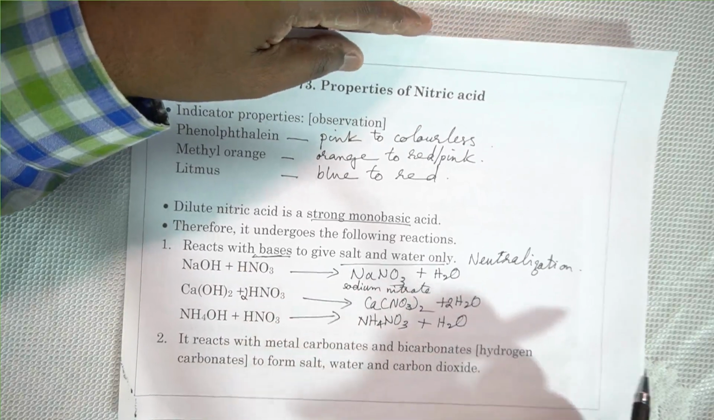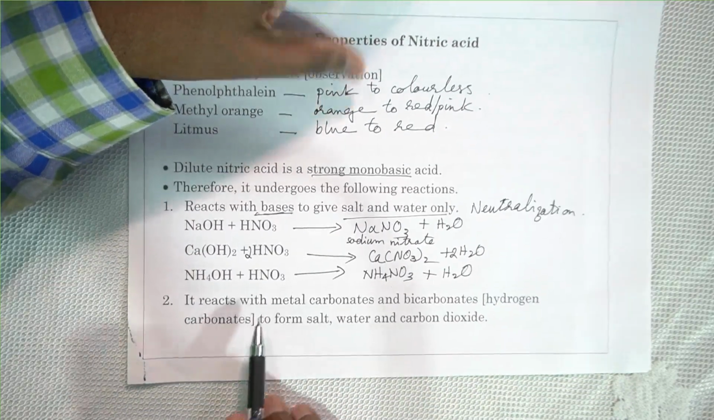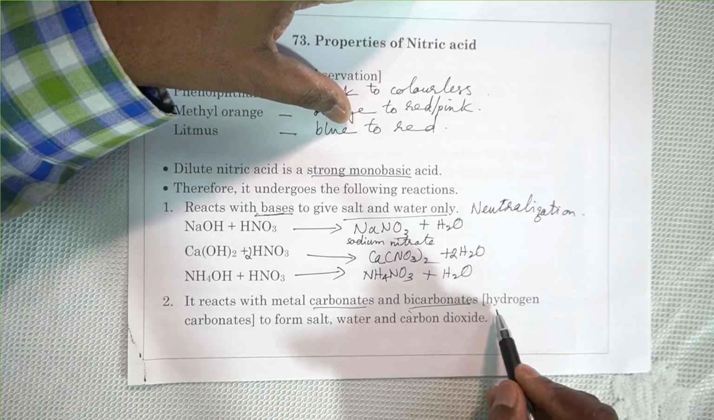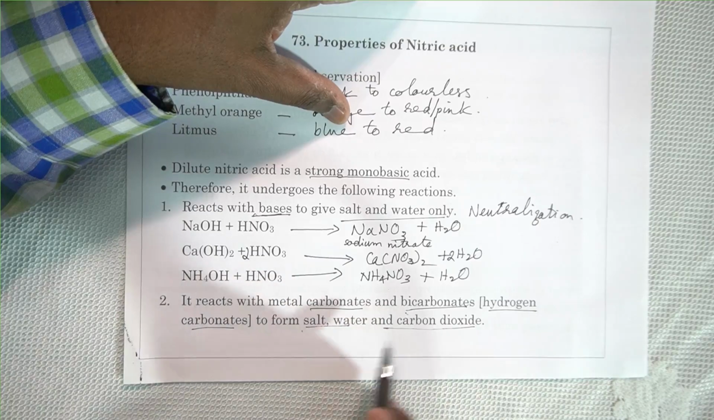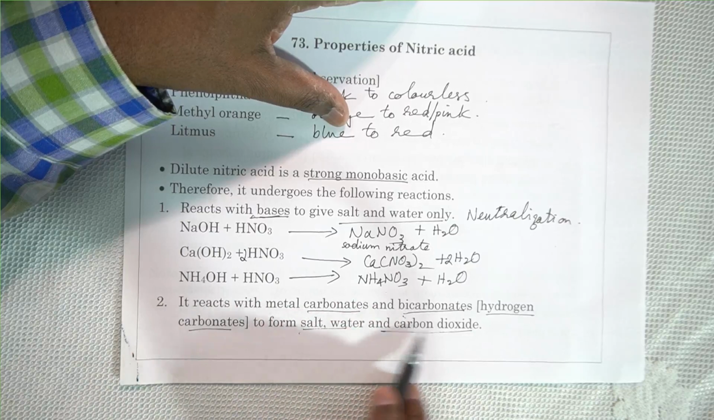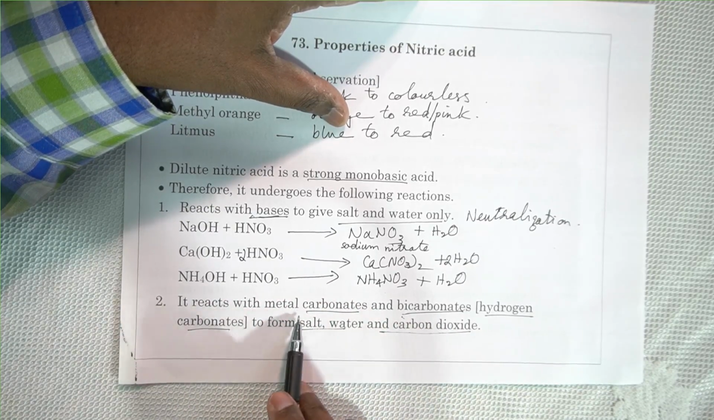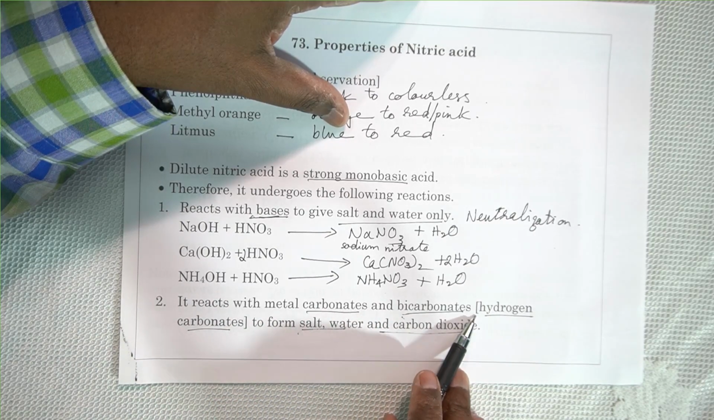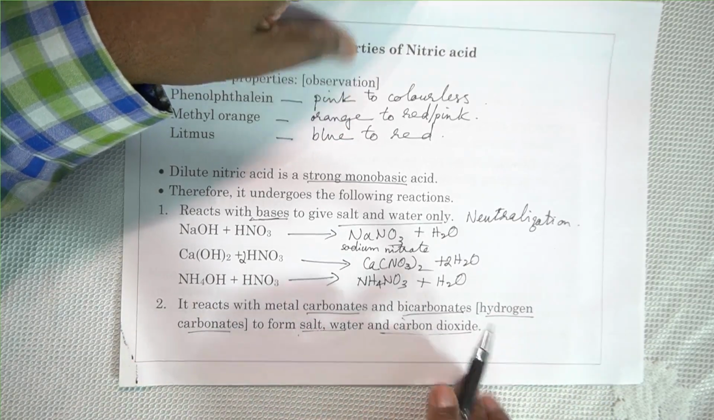And then this nitric acid in the dilute form also reacts with metal carbonates and bicarbonates. Bicarbonates are otherwise called hydrogen carbonates. So they form salt, water and carbon dioxide. Students, what you have to do is learn this statement: what reacts with what and what are the products formed. Don't memorize reactions; you can create the reactions yourself. So dilute nitric acid reacts with metal carbonates and bicarbonates, giving salt, water and carbon dioxide.